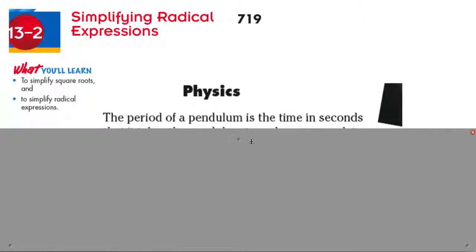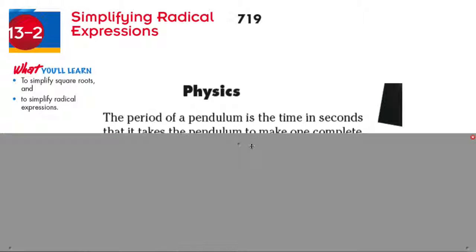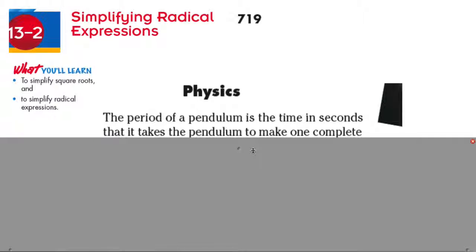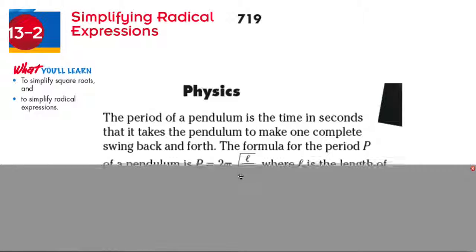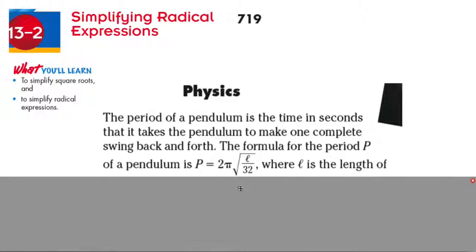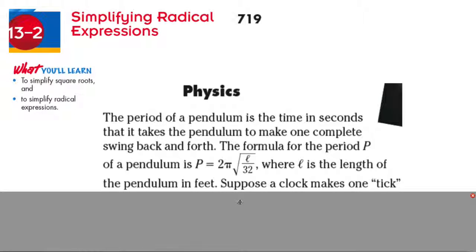Okay, so let's take a look at this example in physics. The period of a pendulum is the time in seconds that it takes the pendulum to make one complete swing back and forth. So that's one period of the pendulum. The formula for the period of a pendulum is P equals 2 pi times radical L over 32, where L is the length of the pendulum in feet.